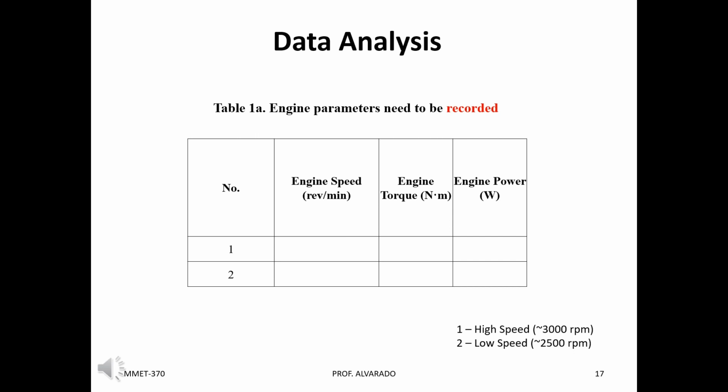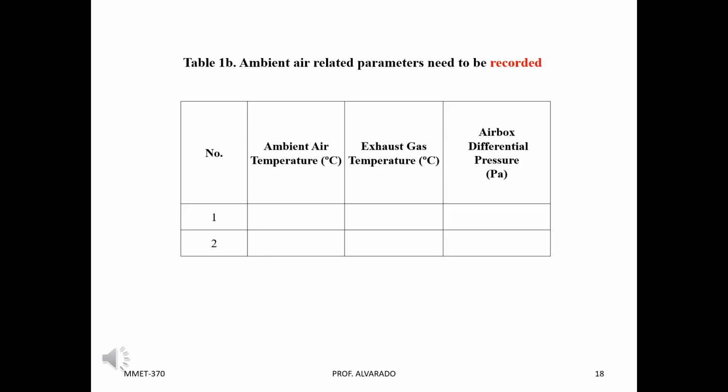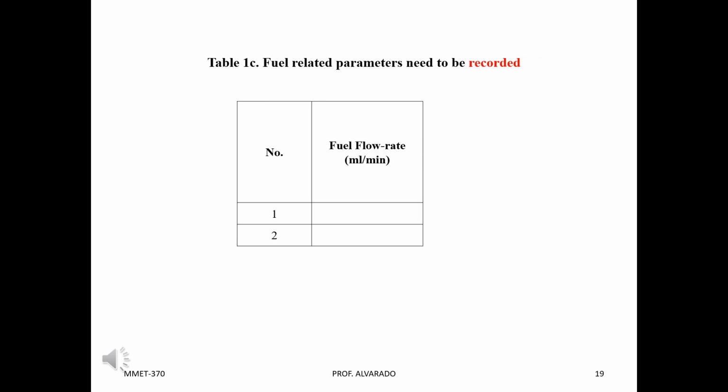So we'll start with measuring the engine parameters like engine speed, engine torque, and engine power. After that, students should also record ambient air temperature, exhaust gas temperature, and airbox differential pressure. Lastly, students should also record fuel flow rate.